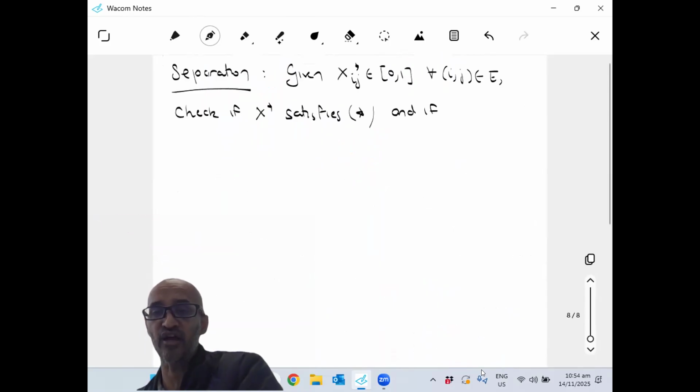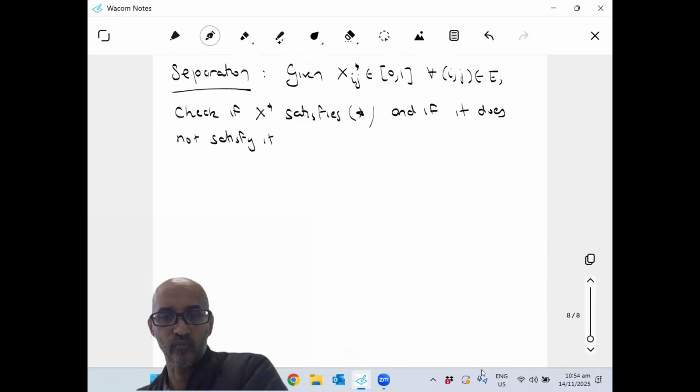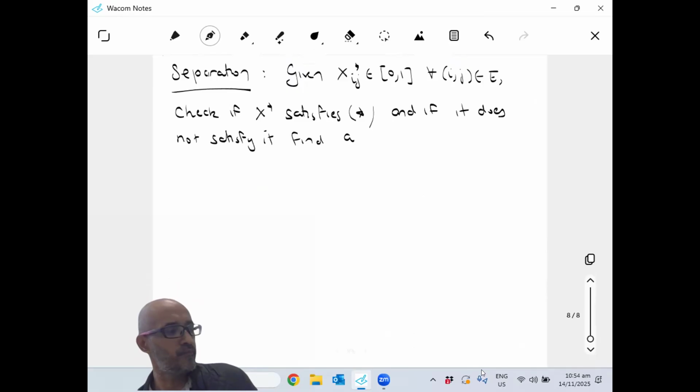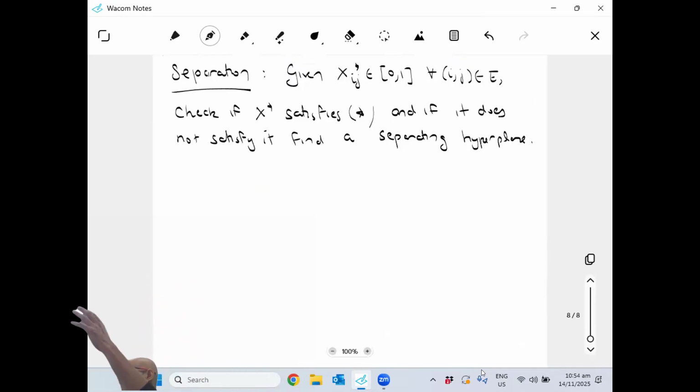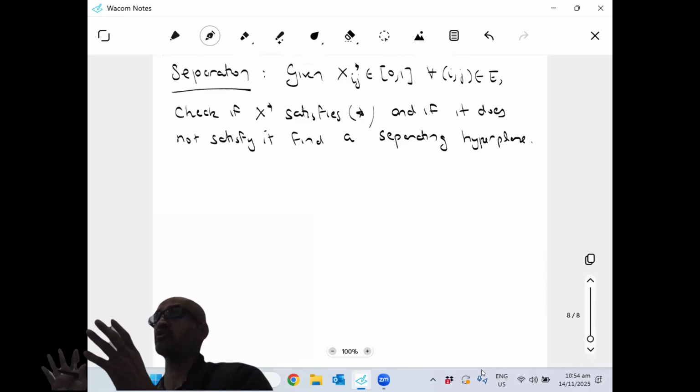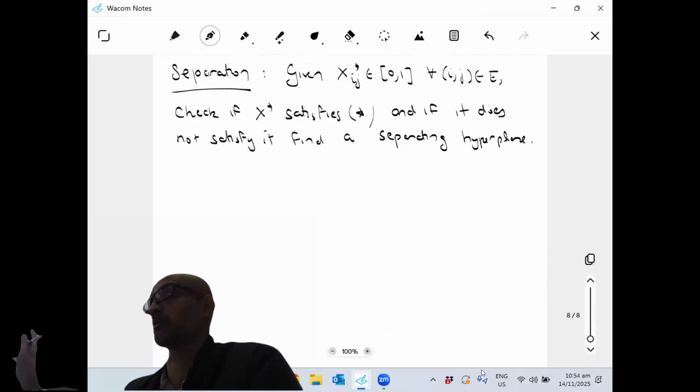And if it does not satisfy it, find a separating hyperplane. That's the separation problem. So you will see in many optimization papers where they have these type of exponentially many constraints, they will formulate what is called the separation problem. Okay, it'll be of this type.